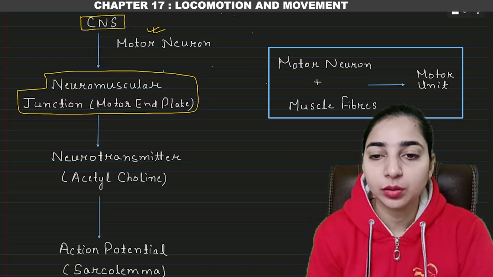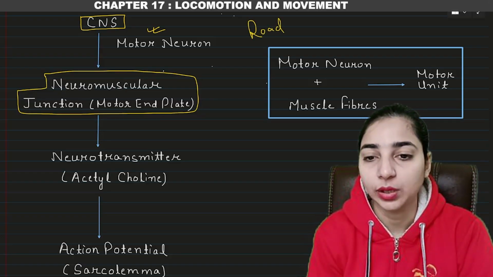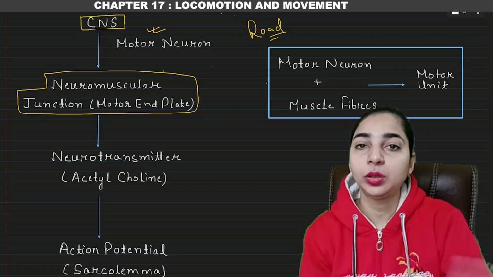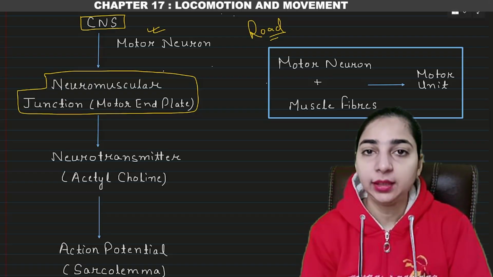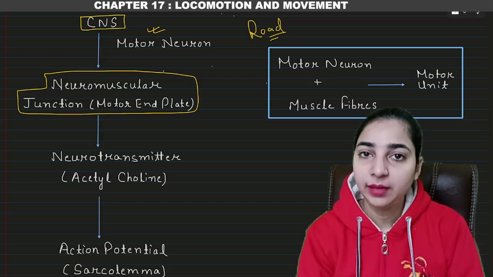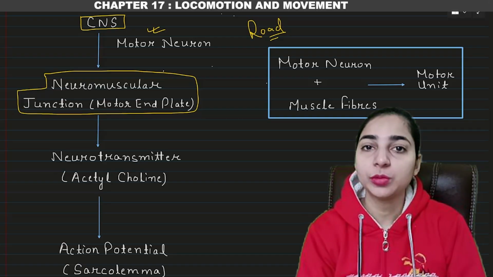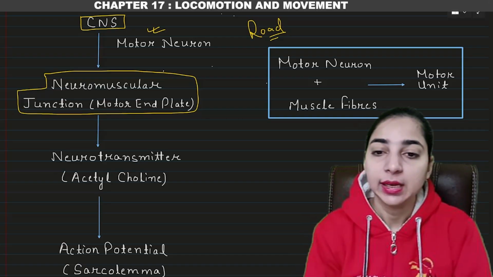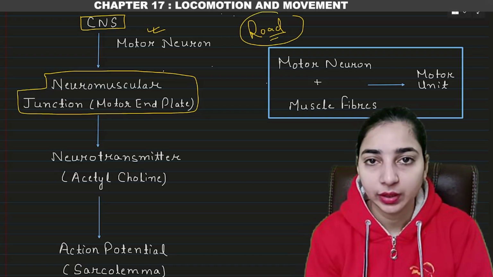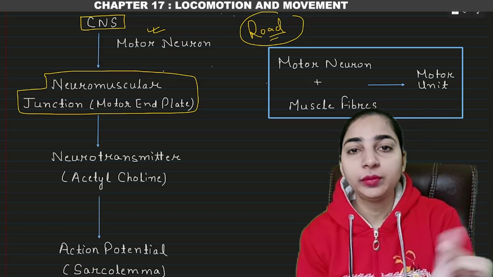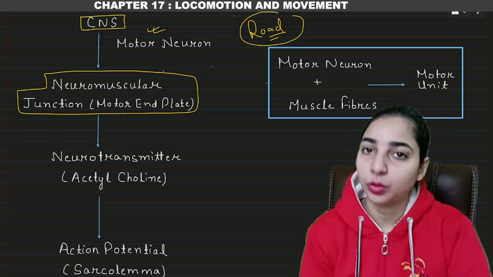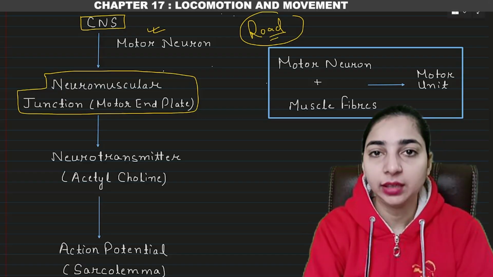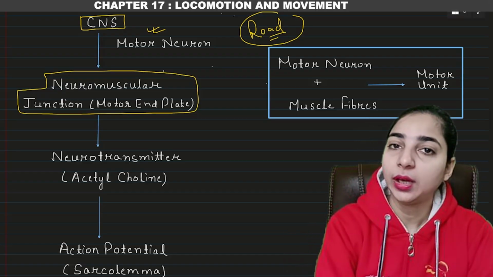It will act as the road, just like the road. Suppose you have to go from school to home or home to school, then there should be some connectivity through which you will move, right? And that connectivity is the road. So the role of the motor neuron is just like the road. It will carry the signal from the central nervous system to the muscle.